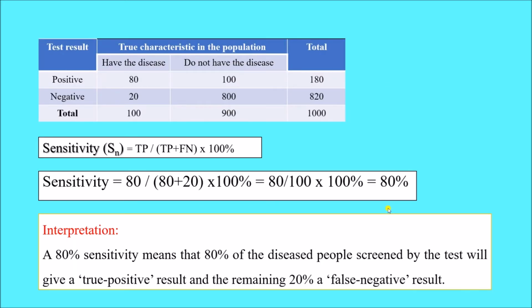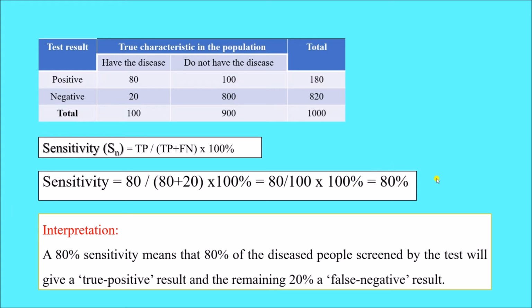This is an example. Here we have to calculate the sensitivity. As per the formula, true positive is 80, the people who have the disease and tested positive, divided by the total number of people suffering from the disease, that is true positive plus false negative. So true positive is 80, false negative is 20, that is 100. So 80 divided by 100 times 100% is 80%, right?